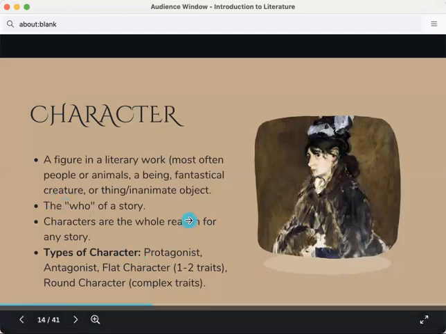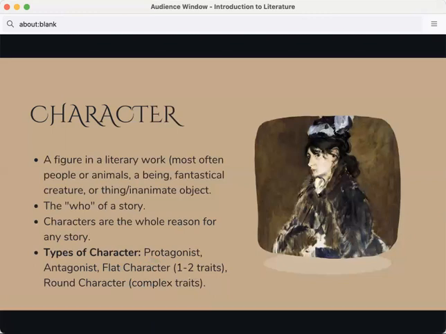We also have a character that is called a flat character. Flat characters are two-dimensional characters that lack depth or a real personality. Usually they only have one or two characteristics and traits. And the role of a flat character is only to help the main character in pursuing his or her ambitions or goal. This character often plays a supporting role in the story, or in a play, or even in a novel.